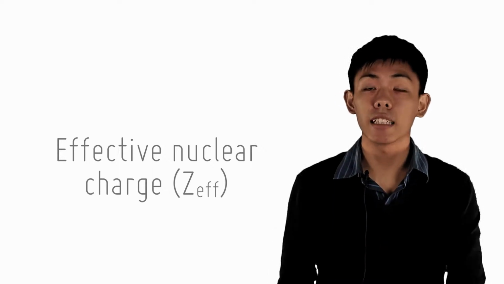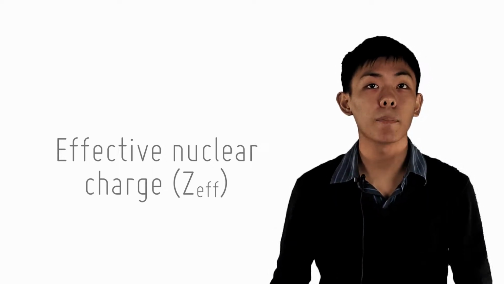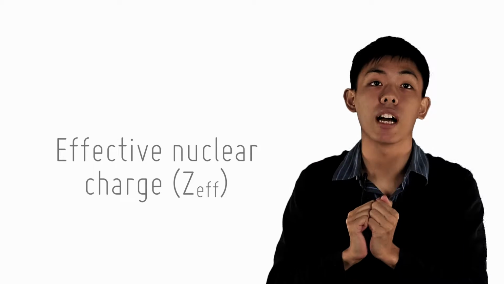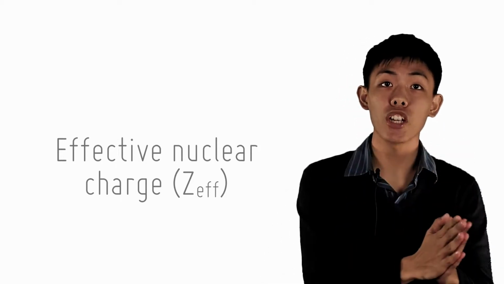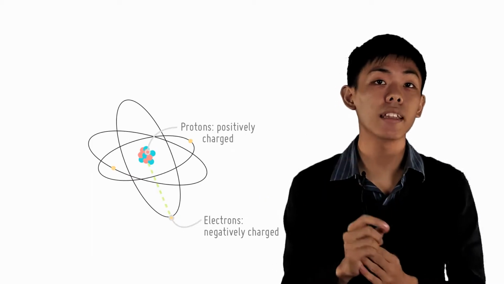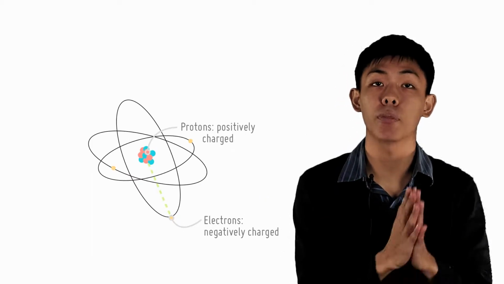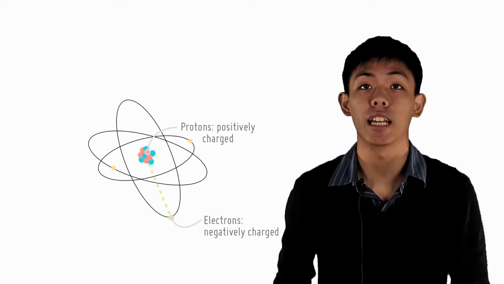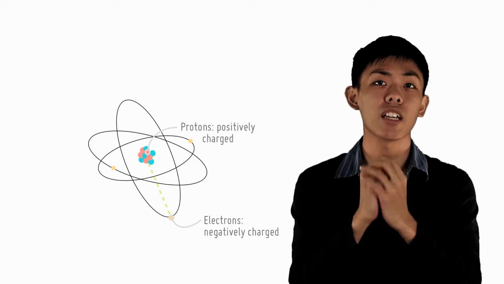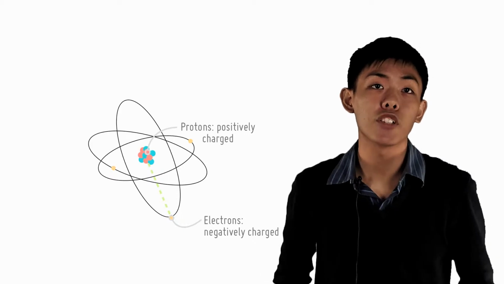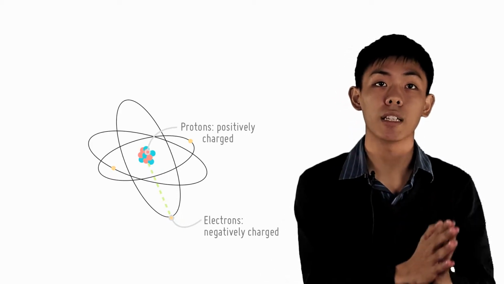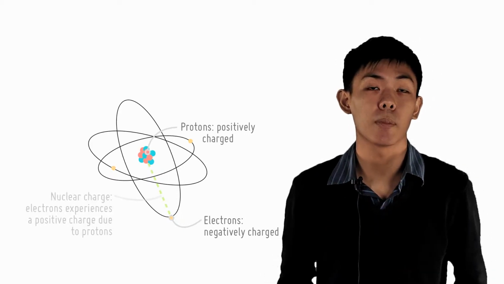The next is effective nuclear charge. We know that a pair of unlike charges attract to each other, somewhat like how opposite magnetic poles attract. Positive charge attracts negative charge, and within our atom, our positively charged protons attract the negatively charged electrons. The protons are concentrated in the center, and the electrons are all around it. The net positive charge that the electrons feel from the nucleus is termed as nuclear charge.